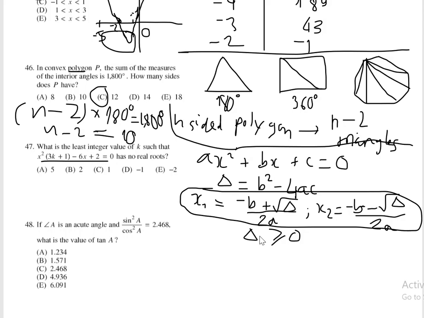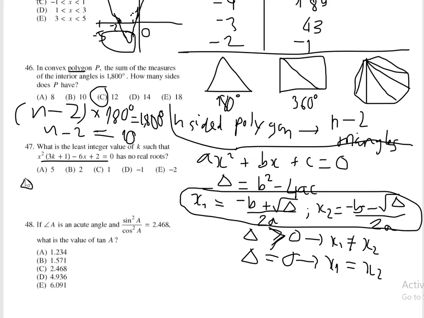If delta is larger than 0, then x1 will be different from x2, so we have two real roots. But if delta is equal to 0, x1 will be equal to x2, and the quadratic equation will only have one double root.